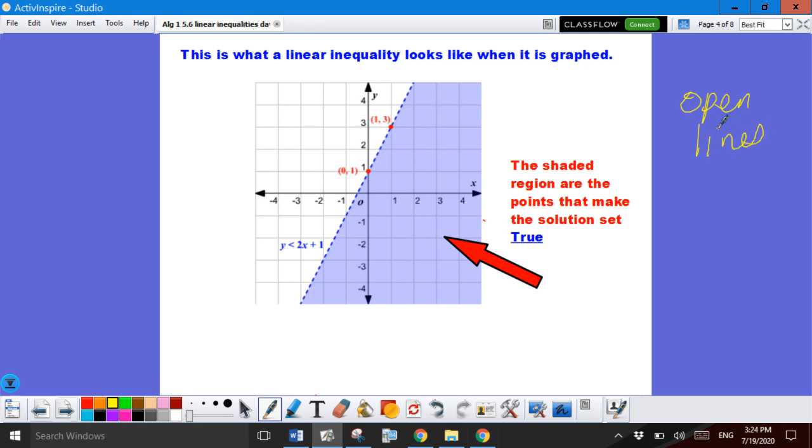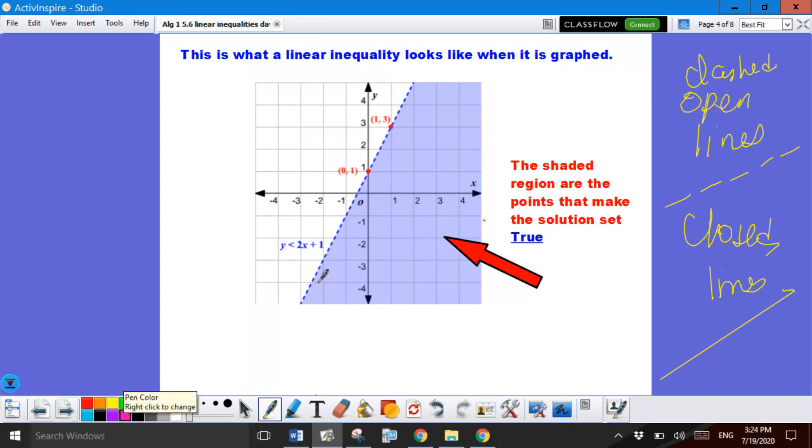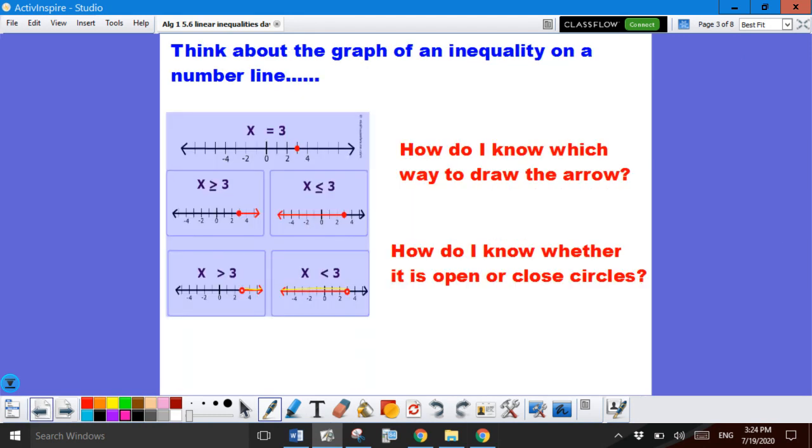And we're going to see open lines and closed lines. A closed line is just a solid line. An open line is going to be a dashed line. So a dashed or open line is going to show up. If you look at this problem, you can see that this is an open line. And see my inequality, y is less than 2x plus 1. So this tells me that it's already open.